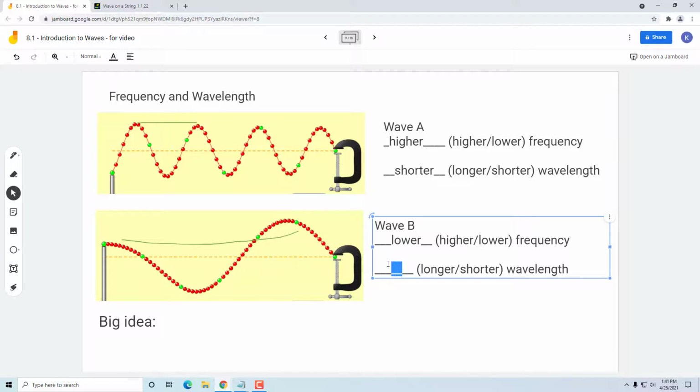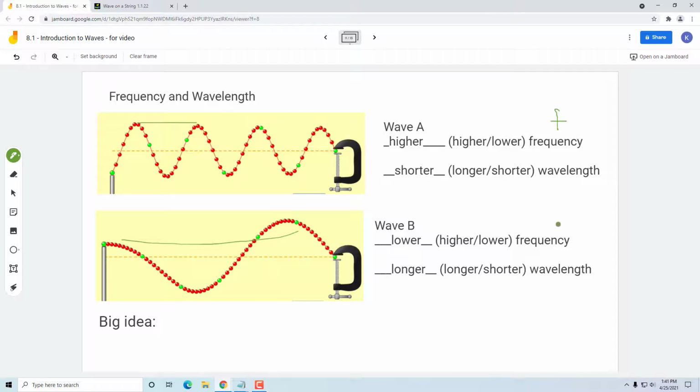Lower frequency, longer wavelength. The big idea. So this is frequency. Wavelength, we use lambda. When the frequency is bigger, the wavelength is smaller, like that. Of course, when the frequency is lower, the wavelength is longer.